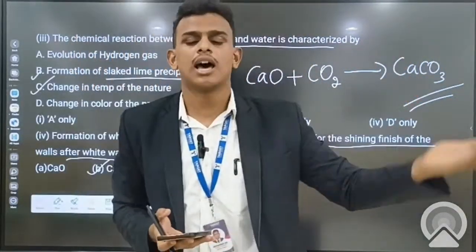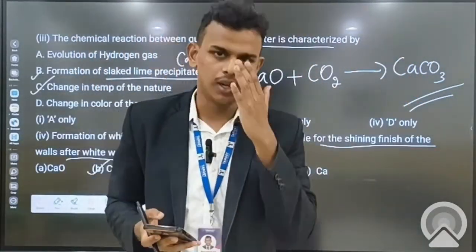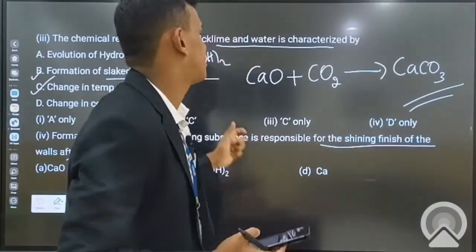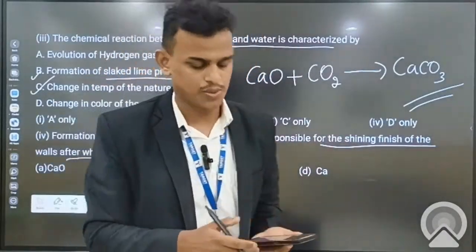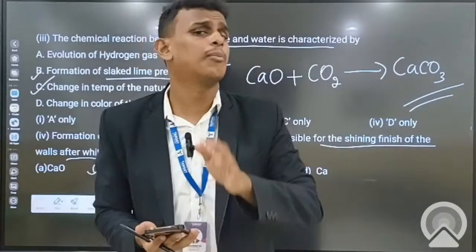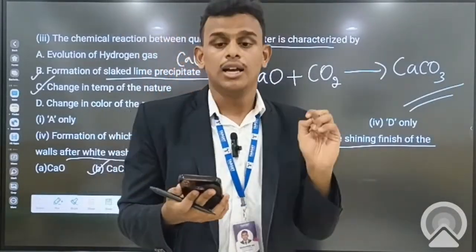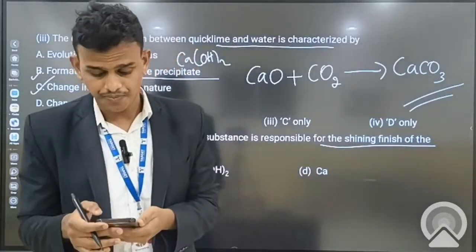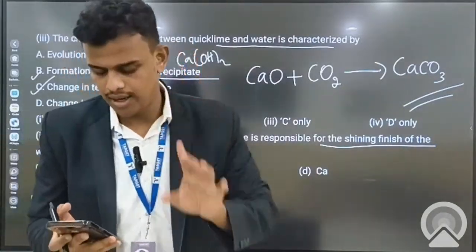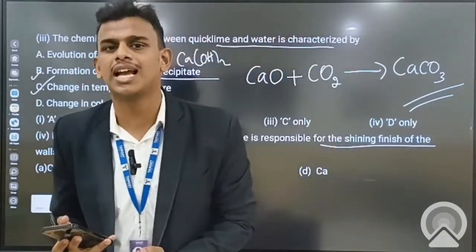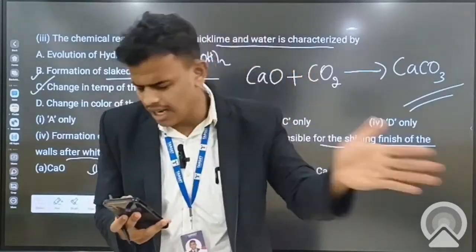In our atmosphere carbon dioxide is there, so it is forming. It is the reason for the shining finish. So this is about our types of reactions, and you have to study at least one example from each type of reaction. They can ask any question.